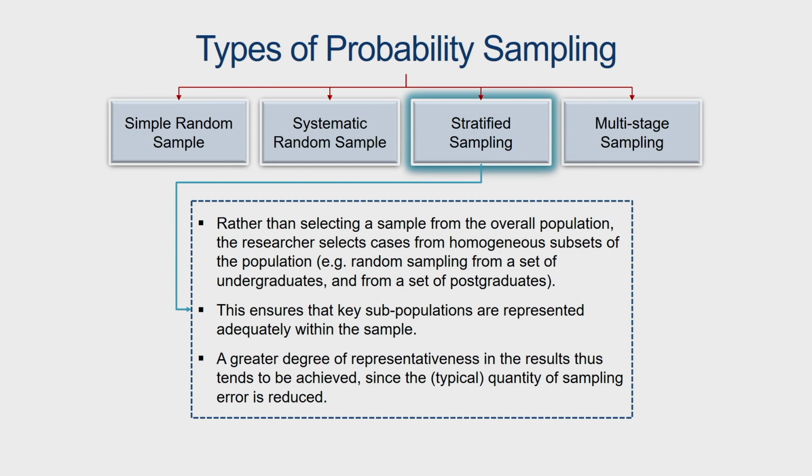Stratified sampling is another form of probability sampling. Here, rather than selecting a sample from the overall population, the researcher selects cases from homogeneous subsets of the population. Example, random sampling from a set of undergraduates and from a set of postgraduates. So, you are stratifying the population to begin with, and then you are drawing a random sample from each of the strata. So, let us say you want to carry out a survey of farm incomes, and you approach a certain location and you see that there are different size classes of farmers holding different size classes of farms.